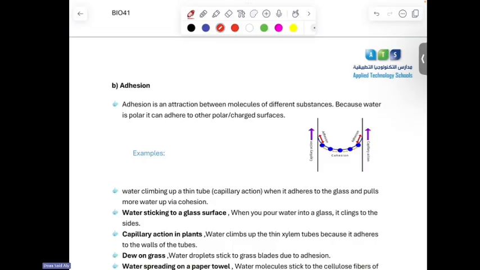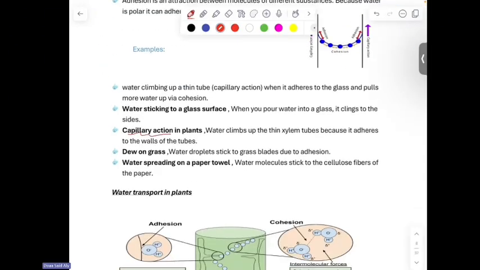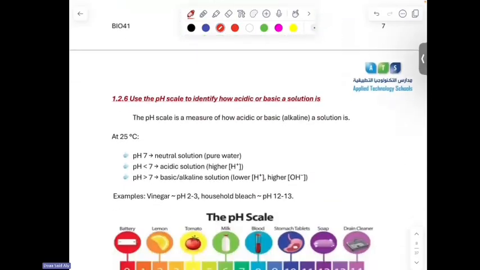of the tube. And when the water rises in a narrow tube, it happens because of the adhesion, and we call it capillary action. Because of the capillary action and the cohesion, the water rises in the plant xylem.